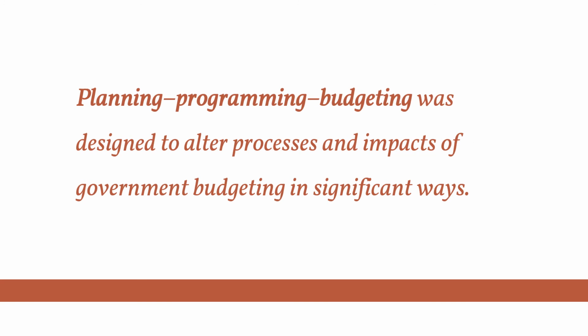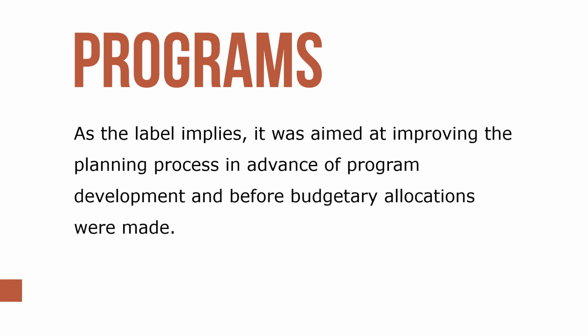Planning program budgeting was an instrument of executive budgeting designed to alter processes and impacts of government budgeting in significant ways. As the label implies, it was aimed at improving the planning process in advance of program development and before budgetary allocations were made. It was intended to make programs, not agencies, the central functions of budget making.